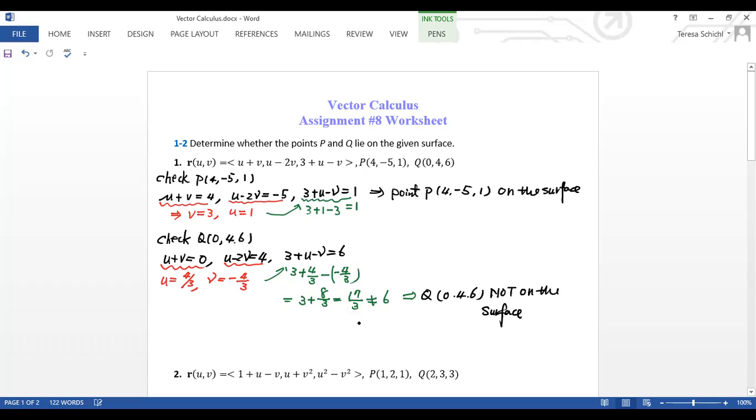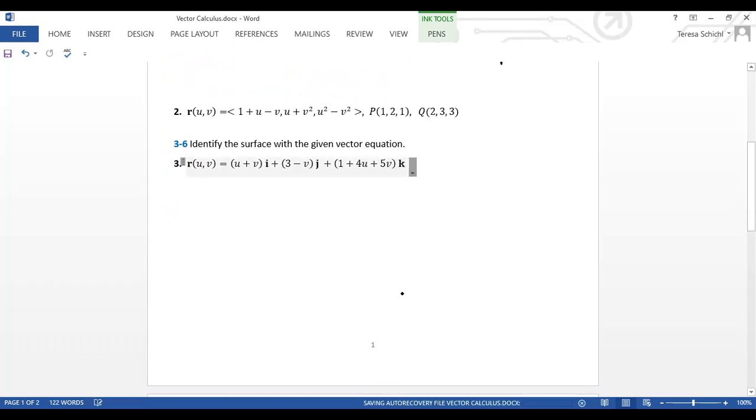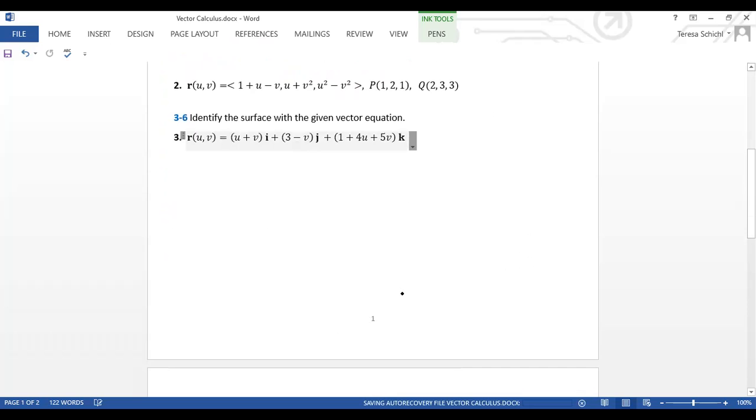Right, so it's pretty simple. Okay, so now let's go to the next problem I want to take a look at. It's problem number 3 here. So we said, I want to identify what the surface is.